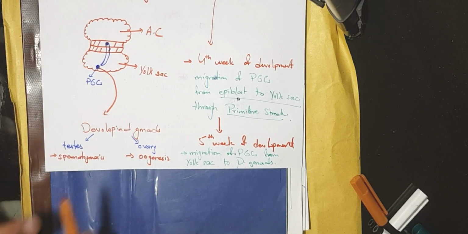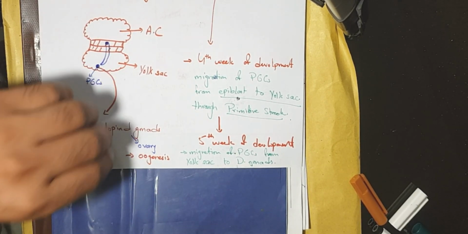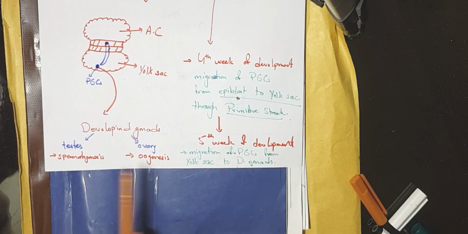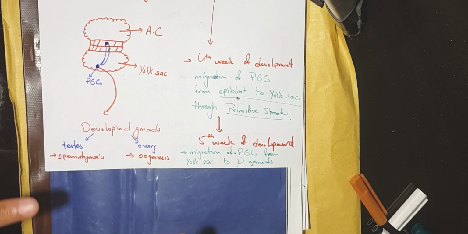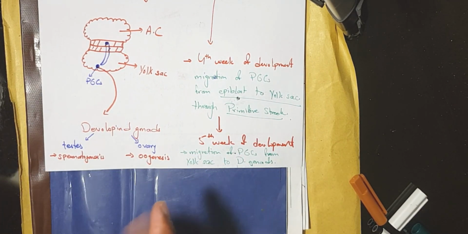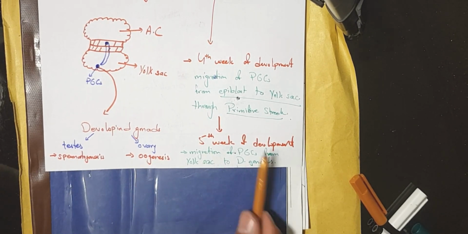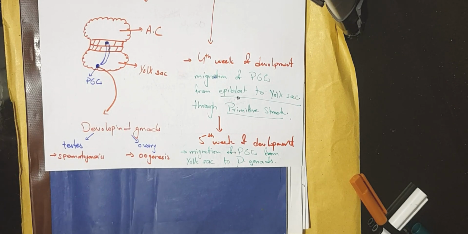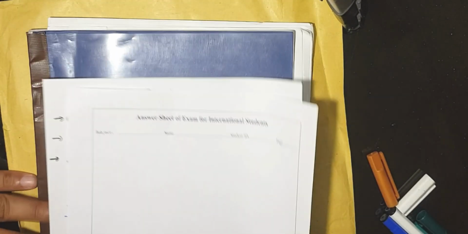But oogenesis and spermatogenesis are a little bit different, because oogenesis continues even before birth, while spermatogenesis is stopped here and further continues at puberty, when puberty hits. So this is the difference between oogenesis and spermatogenesis. Oogenesis continues even before birth, while spermatogenesis does not continue right after here.